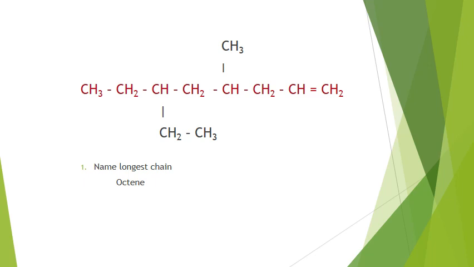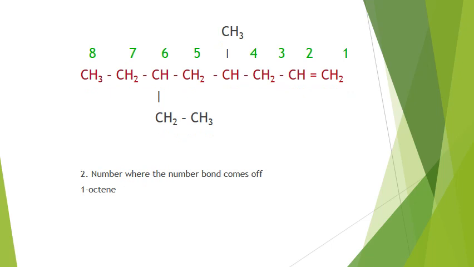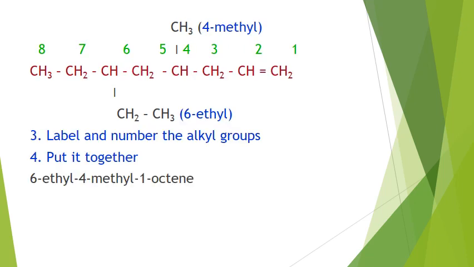Okay, so here's the longest chain, octane, octene, and then the numbering changes. So we're going left to right. The double bond comes off number 1, octene. Then there's a methyl coming off of here, an ethyl coming off here, and so you'll have 6-ethyl, 4-methyl, 1-octene.